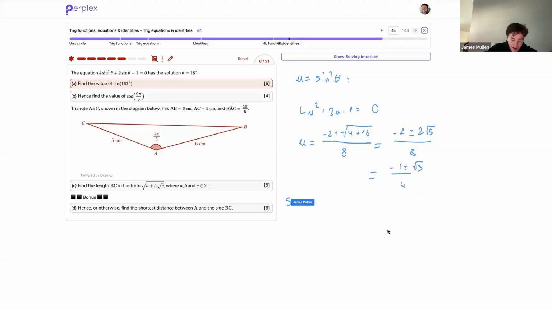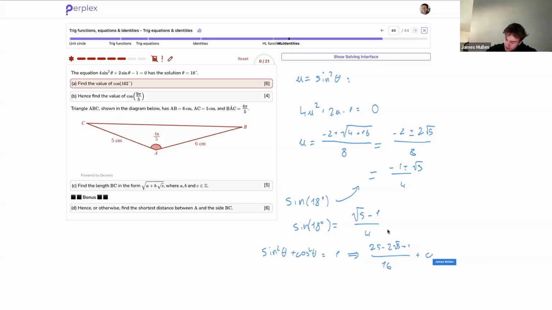Okay, and I know that sine of 18 degrees is a solution, so sine of 18 degrees has to be one of these. Okay, and sine of 18 degrees is positive, so sine of 18 degrees is equal to root 5 minus 1 over 4. All right, and how do I find the value of cosine of 18 degrees? Well, first I use the fact that sin squared theta plus cos squared theta is equal to 1. So if I plug everything in, I'm going to get 25 minus 2 root 5 plus 1 over 16 plus cos squared theta is equal to 1.